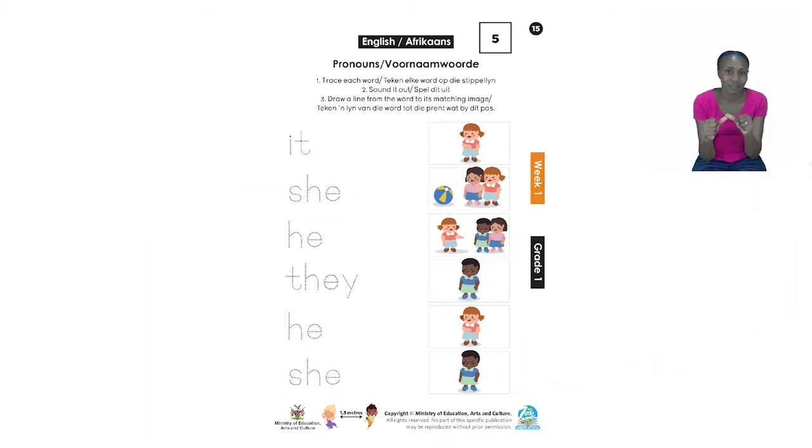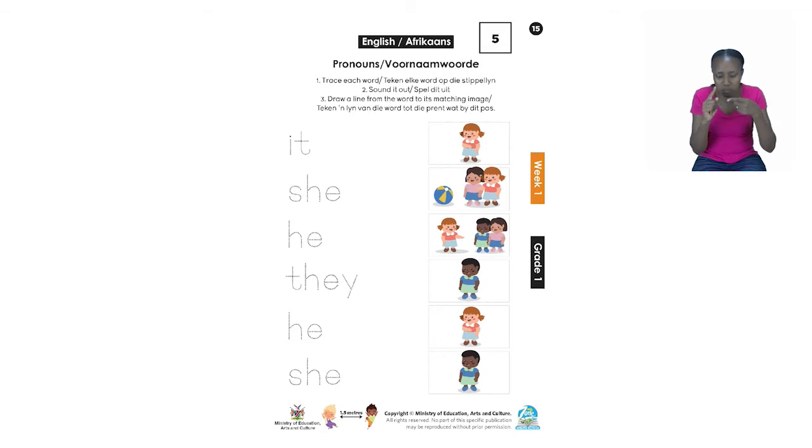If we use the word it, which picture shows us it? Very good, grade ones. It is the picture with the ball. Because remember, we said for a pronoun, for anything that is an animal or a thing, we say it. May you please draw a line from the word it to the picture with the ball. Very good. Let's now look at the second word.